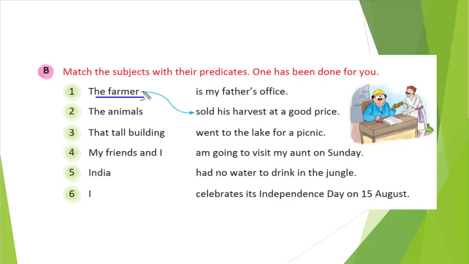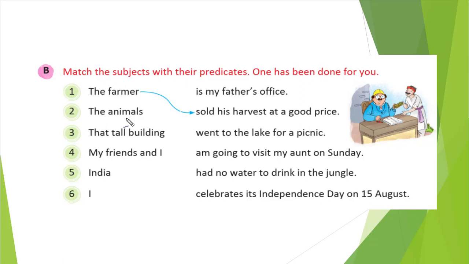So what are the things a farmer can do here? He can sell his harvest. So "sold his harvest at a good price" is the correct answer. Here it is connected, right? In a similar way we need to connect the others. Okay.